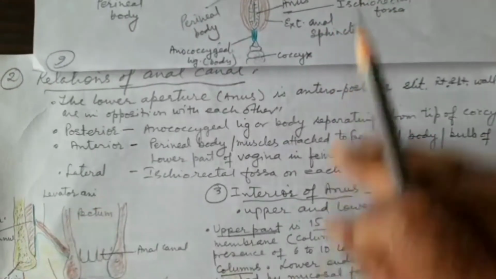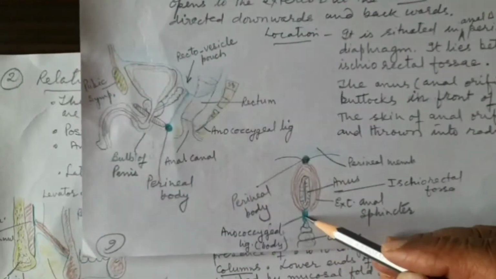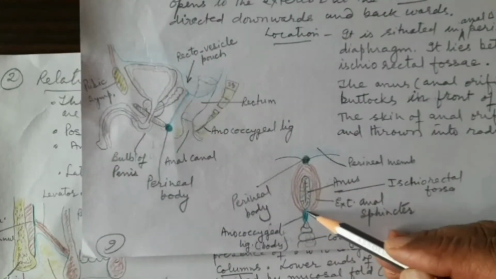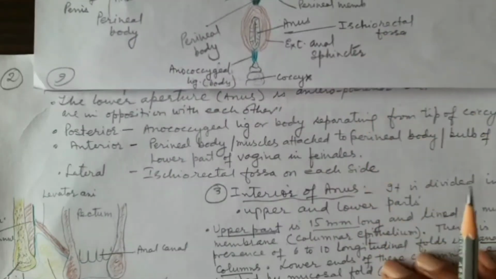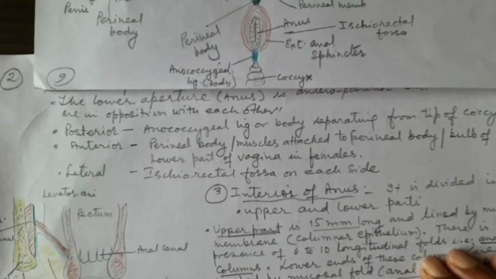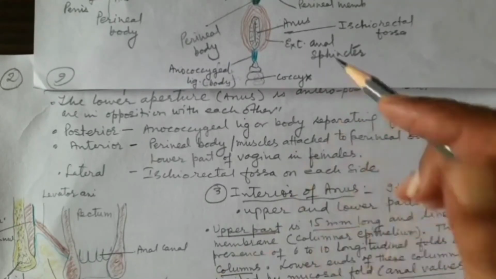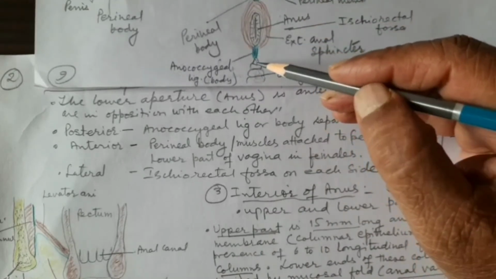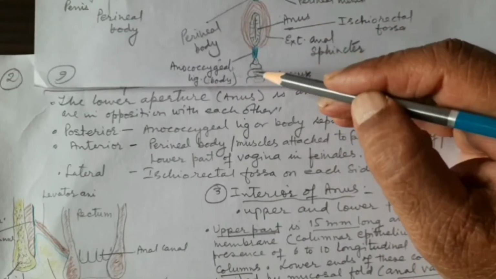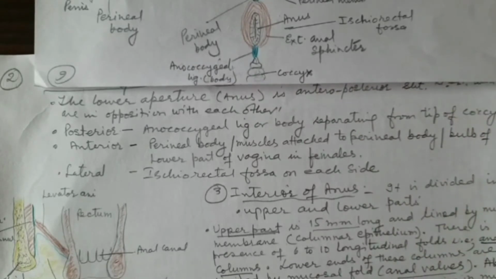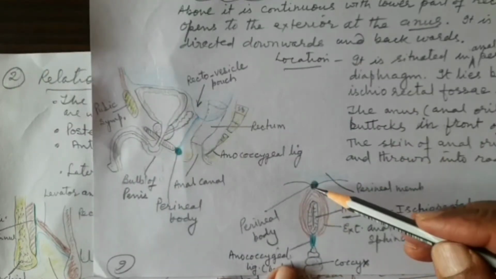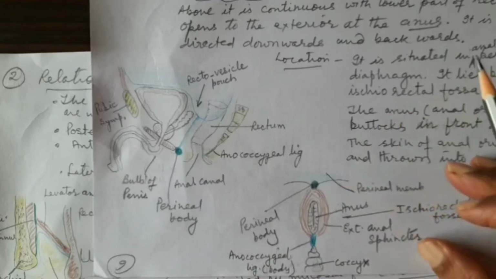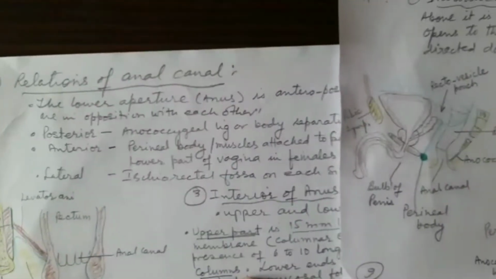Posteriorly is the anococcygeal ligament or body. See, posteriorly, the anal canal is attached to the anococcygeal ligament or body, separating it from the tip of the coccyx. So this anococcygeal body or ligament separates it posteriorly from the tip of the coccyx. Anteriorly, it is related to the perineal body here. See, anteriorly, it is related to the perineal body.